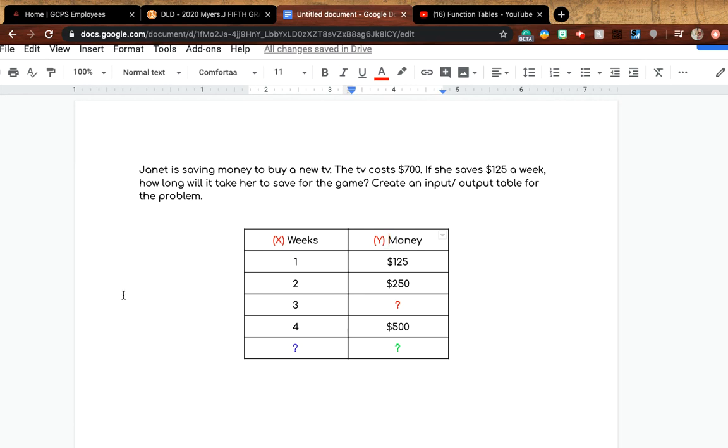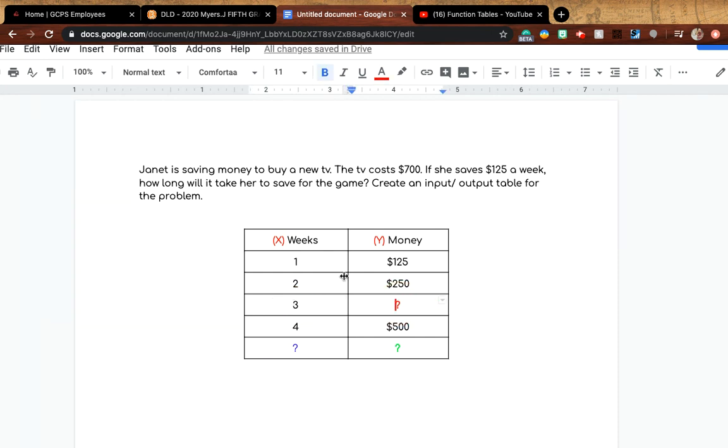Janet is saving money to buy a new TV. The TV costs $700. If she saves $125 a week, how long will it take her to save for the TV? Create an input-output table for the problem. So some of the input-output table is already plugged in for me. At week 1, she saves $125. At week 2, she saves $250. At week 3, that information is missing.